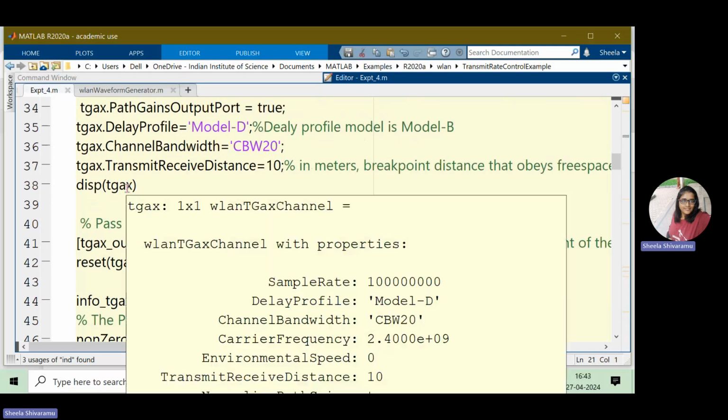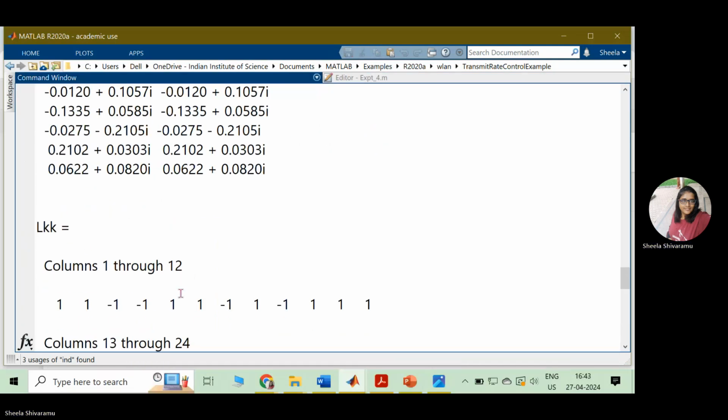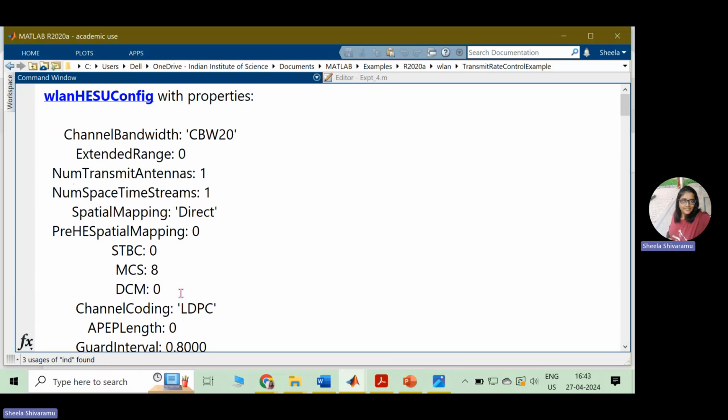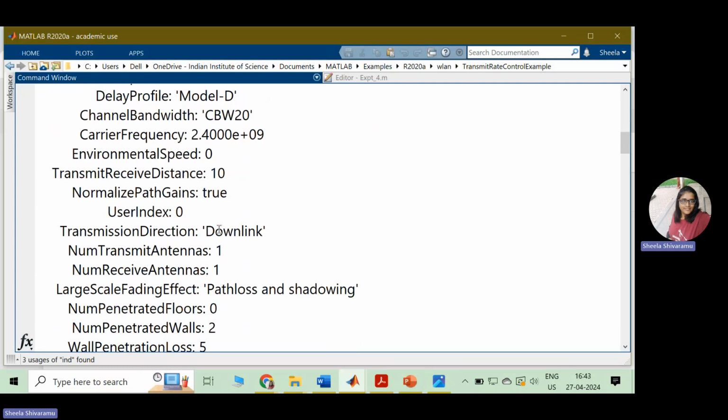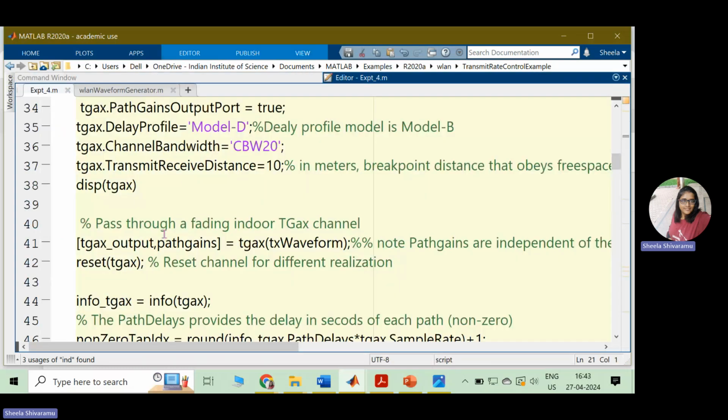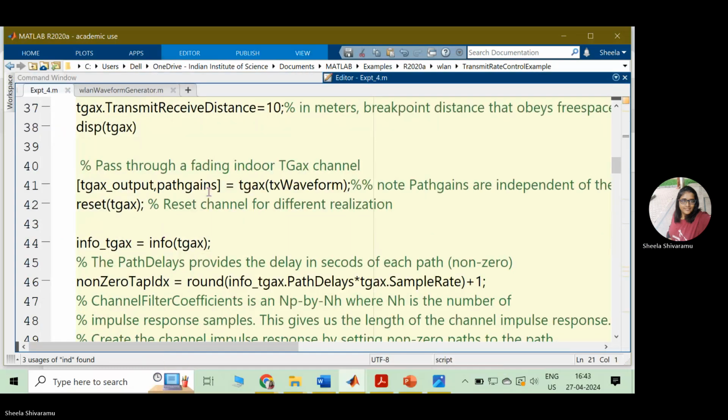So this TGn channel displays the channel parameters here, and you can see that whatever is set here gets displayed, and the transmission direction is downlink by default. Some of the values will have default values. For example, number of penetrated walls and floors, we haven't considered in this simulation, so that is set to 0. If you don't edit or change some of the parameters, they get set to the default values.